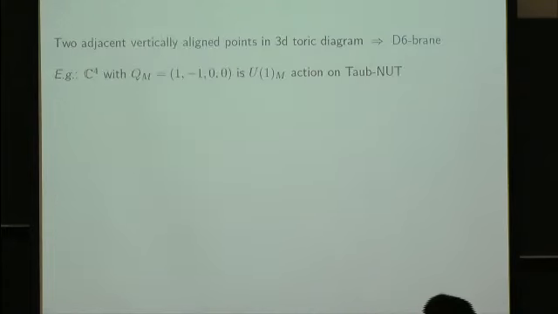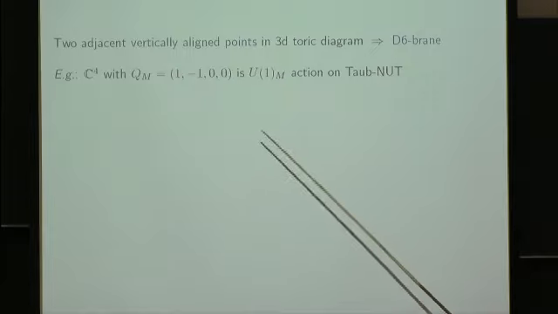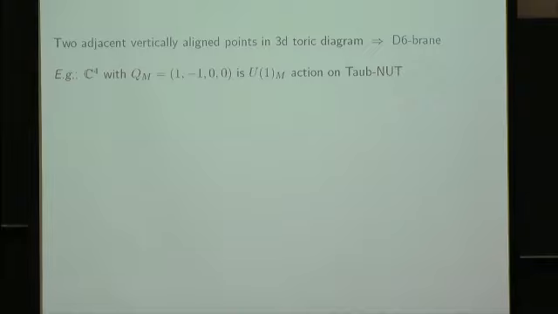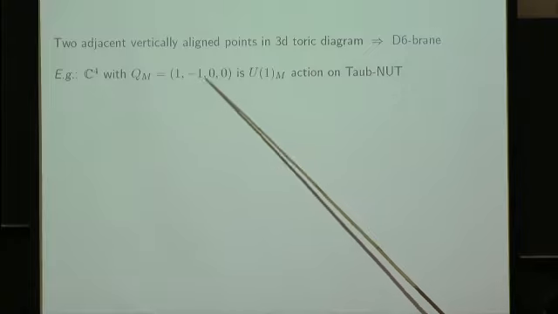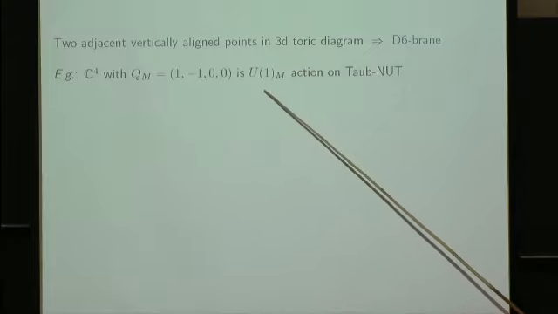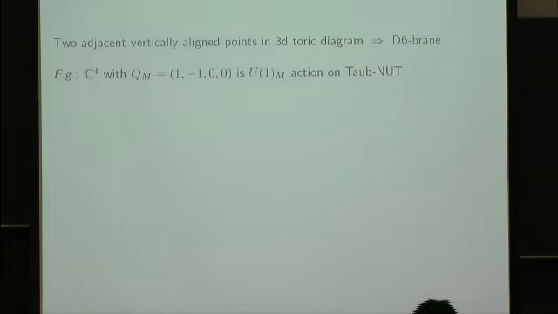Okay. So the diagram is also helpful in understanding what kind of singularities we get in the reduction. In fact, every time we have two vertically aligned points in the three-dimensional diagram, and we do the reduction to type 2A, we get a D6 brane. This is because we can consider a simple example of C^4 with some action of U(N)_M, which is just this one, and we know this is the action of Taub-NUT, such that when we do the reduction, we get a D6 brane.